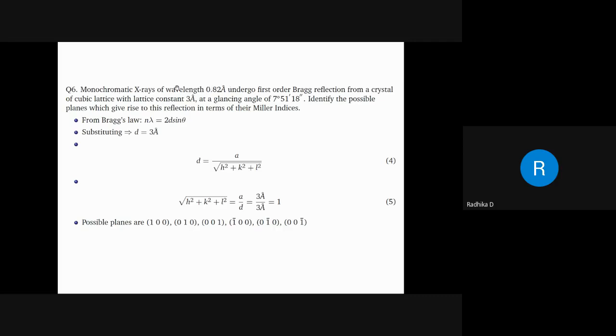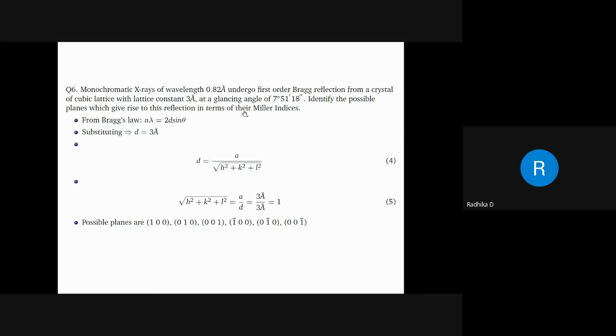So you are given that there are X-rays of wavelength 0.82 angstrom. Lambda is given. First order diffraction, that means n is equal to 1. Cubic system, so a is equal to b is equal to c. For that reason, lattice constant a is equal to 3 angstrom. Angle 7 degree, 51 minutes, 18 seconds. Not an easy task. You might have to use your scientific calculator or convert everything into degree: convert minute to degree, seconds to degree, and then add up. And then that is your theta.